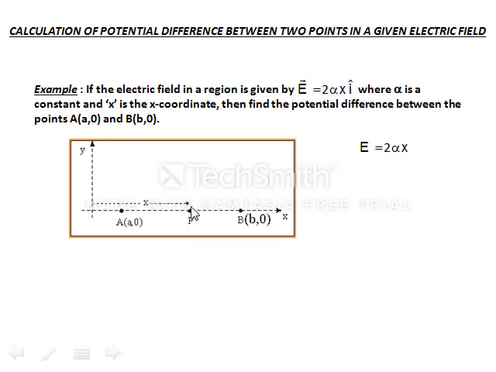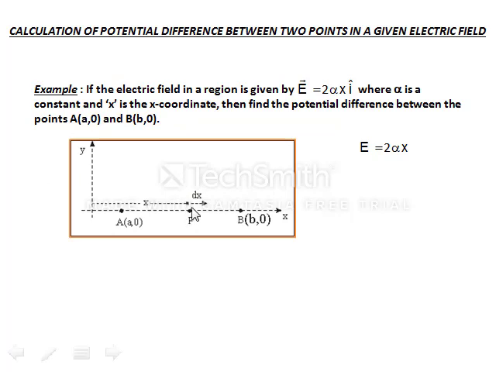Now from point P, if we move further rightward by a small distance dx, we'll be moving along the field. So potential would decrease by E dx. The change in potential dV is E dx, but it is decreasing. Voltage is decreasing, so dV will be negative.